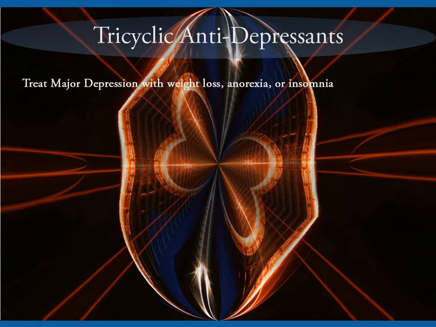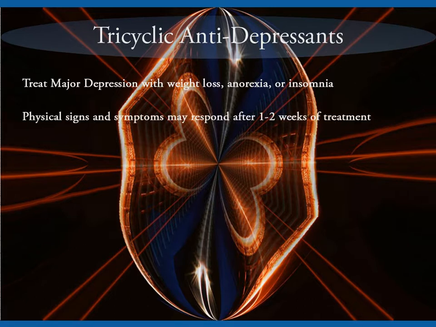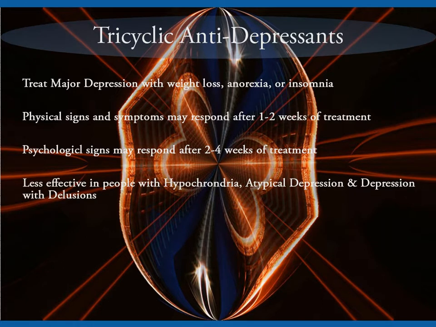Tricyclic antidepressants are generally used to treat episodes of major depression. They're especially effective in treating depression whose onset is subtle, when the depression is accompanied by weight loss, anorexia, or insomnia. The physical signs and symptoms may respond after 1 to 2 weeks of therapy. The psychological symptoms generally will require 2 to 4 weeks to respond. Tricyclic antidepressants are much less effective in persons with hypochondria, atypical depression, or depression accompanied by delusions.